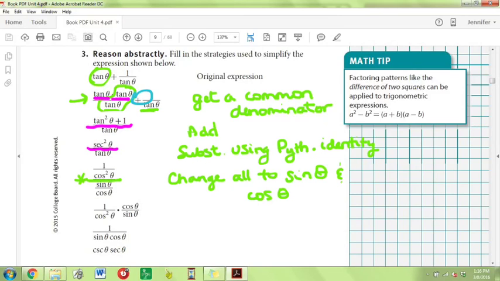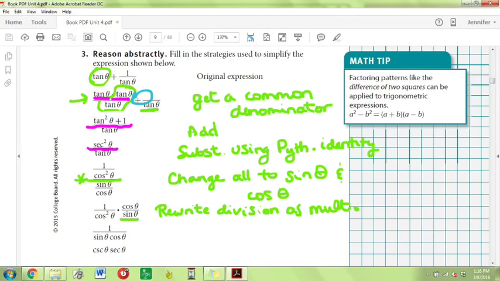Now in the next step, if you notice on the step we were on, right here, we're dividing two fractions. So in the next step, instead of having it written as division, we're rewriting that division of fractions as multiplication. Multiplying by the reciprocal of what you're dividing by. So sine theta over cosine theta becomes cosine theta over sine theta.